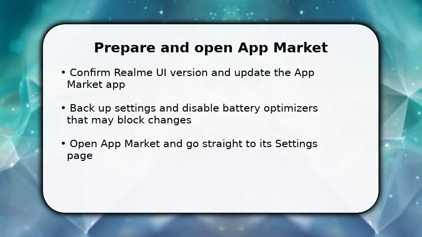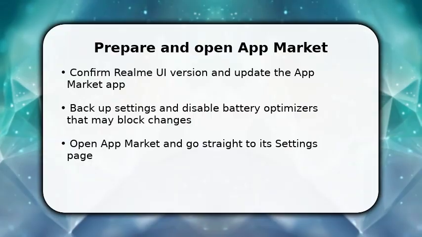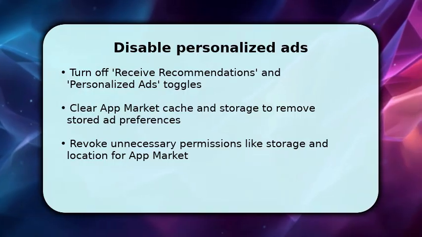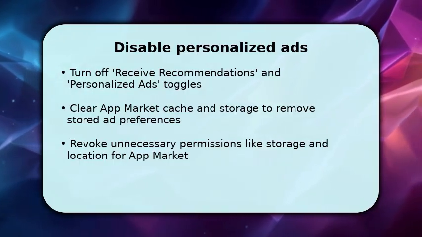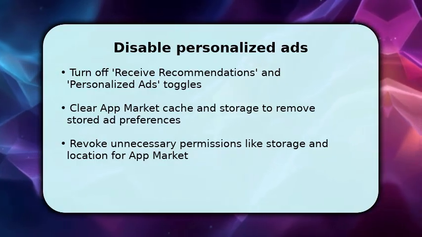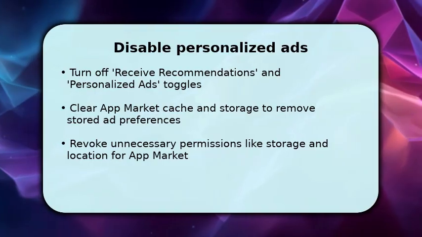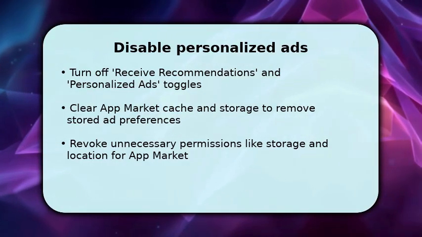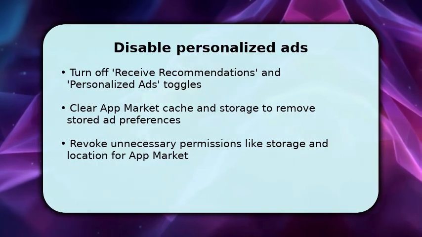You'll now disable the personalized ad sources inside the App Market settings so ad targeting stops. First, flip off Receive Recommendations and any personalized ads toggles. This removes profile-based suggestions. Then clear the App Market cache and storage to purge saved ad preferences and temporary data, making the toggles effective immediately.